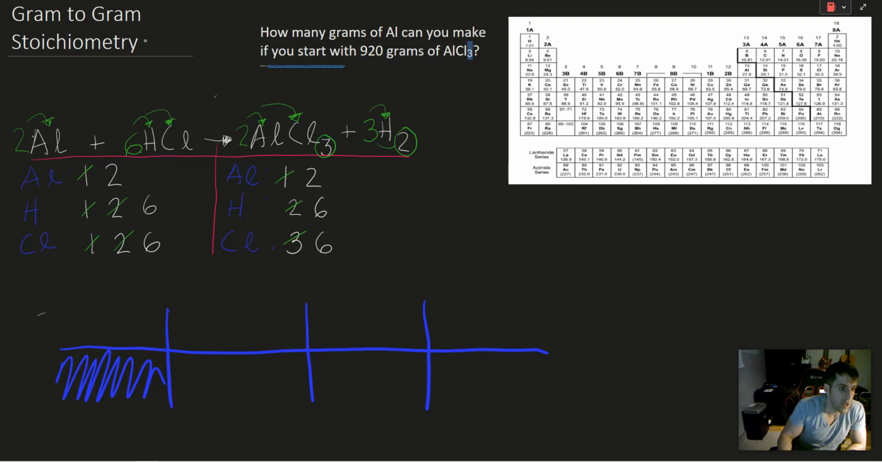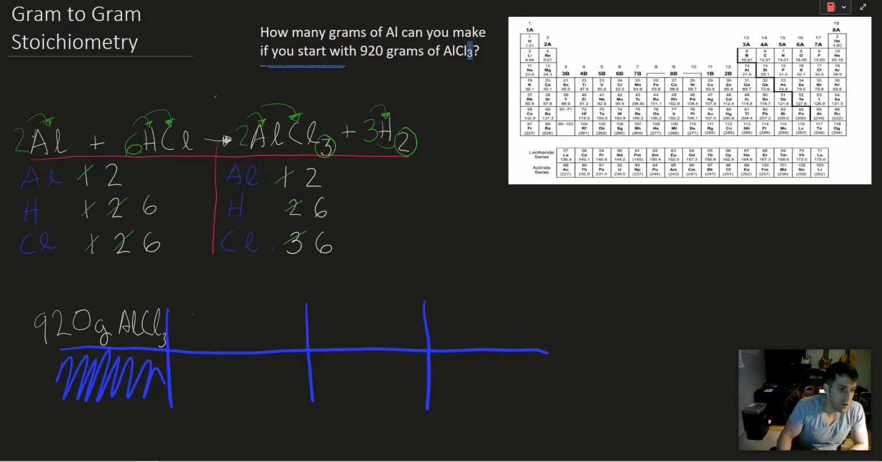We have 920 grams of aluminum chloride. We're trying to find how many grams of aluminum we can get with this aluminum chloride, and you'll notice that that's in our product. So if we produced this 920 grams of aluminum chloride, how much aluminum would we need to get that production? So we are going to follow this little roadmap here.